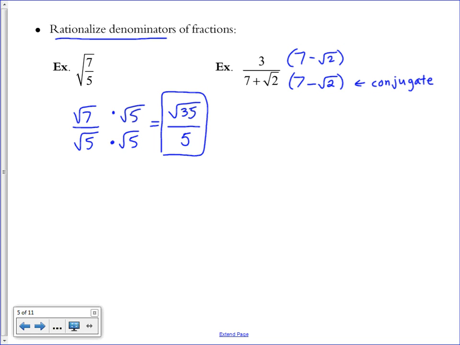The reason being, just like a difference of squares, if you FOIL out the bottom here, your middle terms will cancel out, and it's the middle terms that will still have the square root of 2 in them. So I'll show it. The numerator is going to become much more complicated, which is fine.